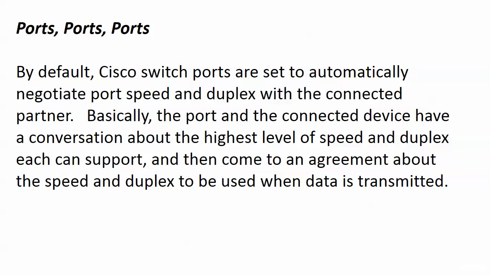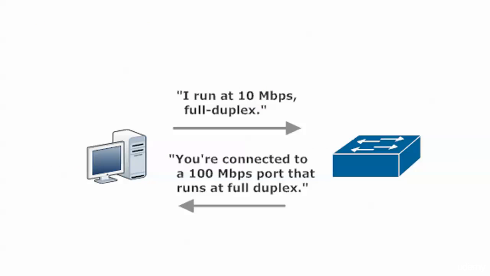I'm going to talk a little bit now about the speed and duplex settings in our Cisco switch ports. And while they can be hard-coded, Cisco switch ports are now set to automatically negotiate, or auto-negotiate, that port speed and duplex with their connected partner. Basically, the port and the connected device have a quick conversation about the highest level of speed and whether each one can support full duplex or half duplex, and then they come to an agreement about the speed and duplex to be used when data is actually transmitted.